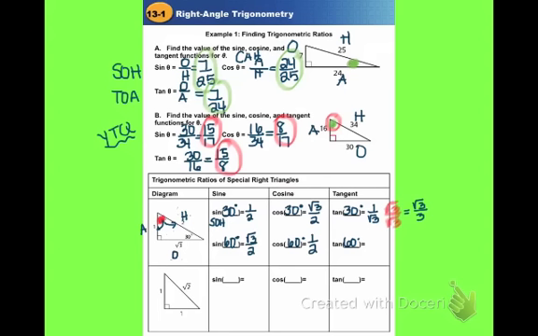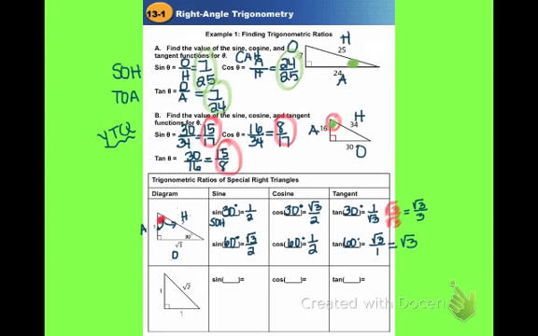Now for the tangent, we're going to compare the opposite, which is the square root of 3, to the adjacent, which is 1. And that doesn't have to be rationalized because the radical is on the top. So that just turns out to be the square root of 3 over 1 or just the square root of 3.